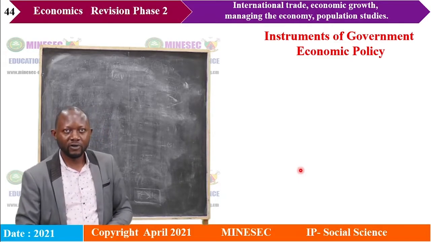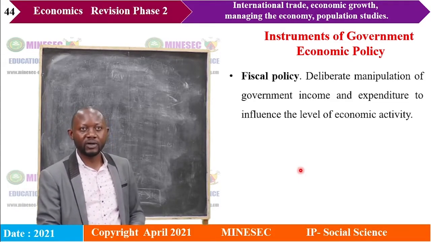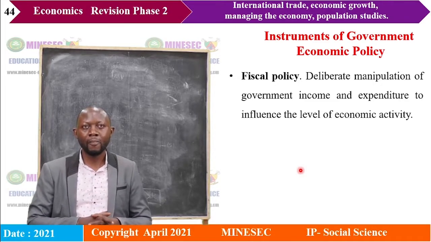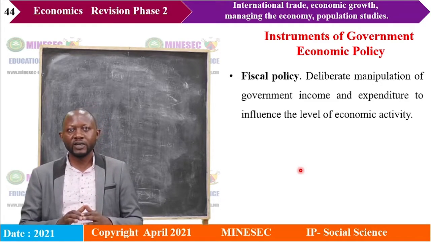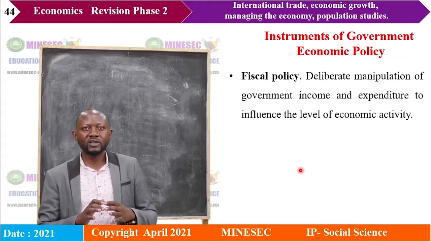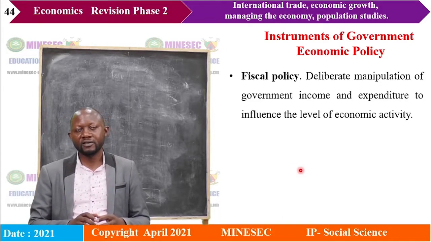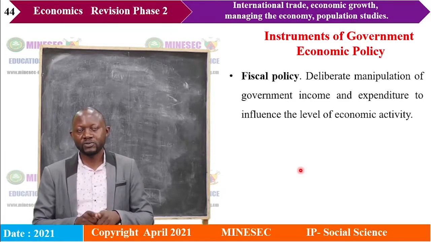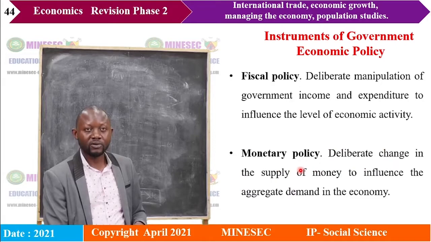Instruments of government economic policy. We're going to look at some main policies. To start with, fiscal policy, which is deliberate manipulation of government income and expenditure to influence the level of economic activity. The main instrument of fiscal policy is the budget. With the budget, we talk about budget surplus, deficit, or balance.